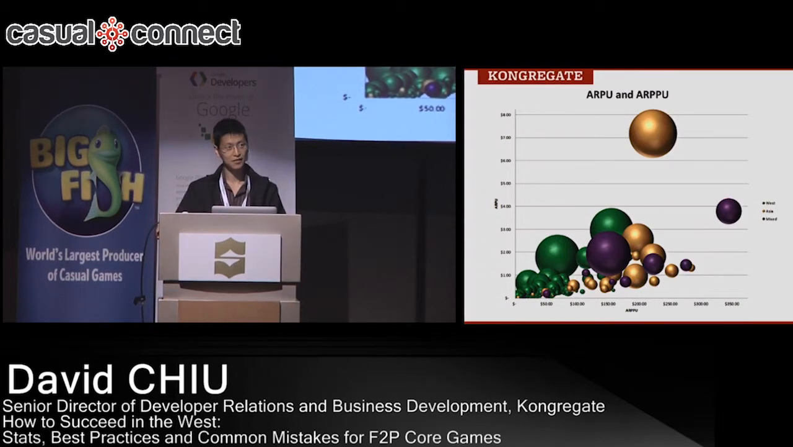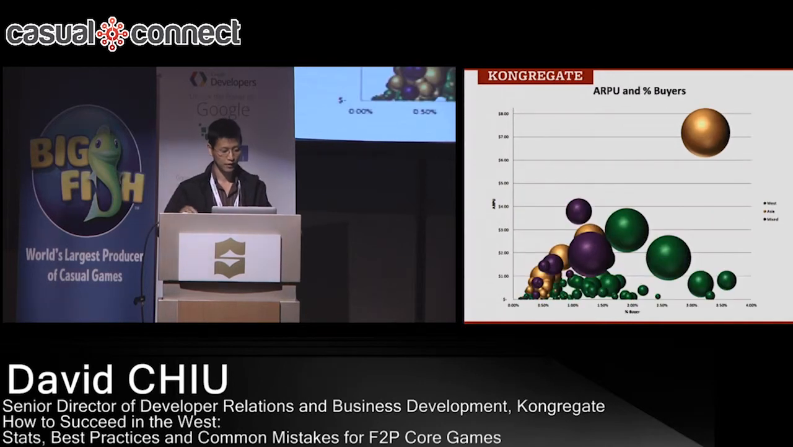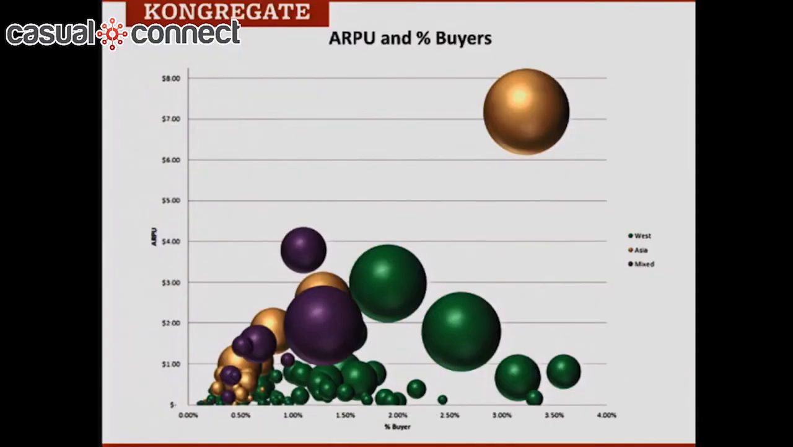Here you can see that the bubbles in brown, representing games from Asian developers, tend to have higher average revenue per paying user, while the ones in green tend to be lower. And now we're looking at percentage of buyers. Games from Western developers do a better job of converting players to buyers. You can see all the green bubbles tend to be more on the right, while the brown ones tend to be on the left.